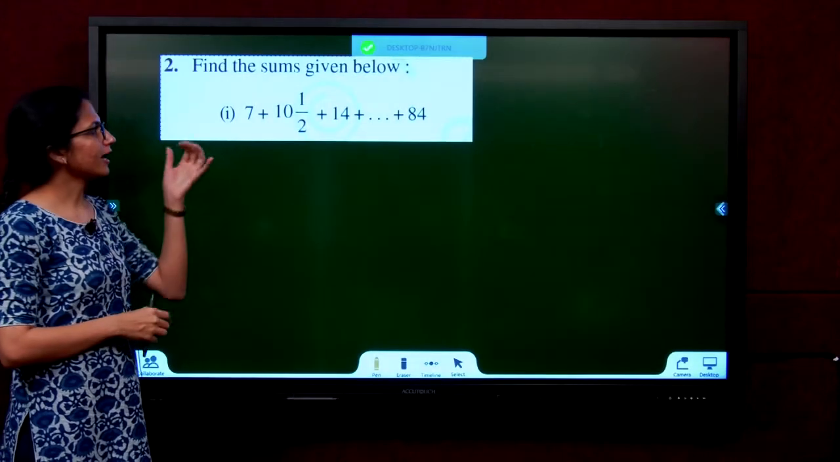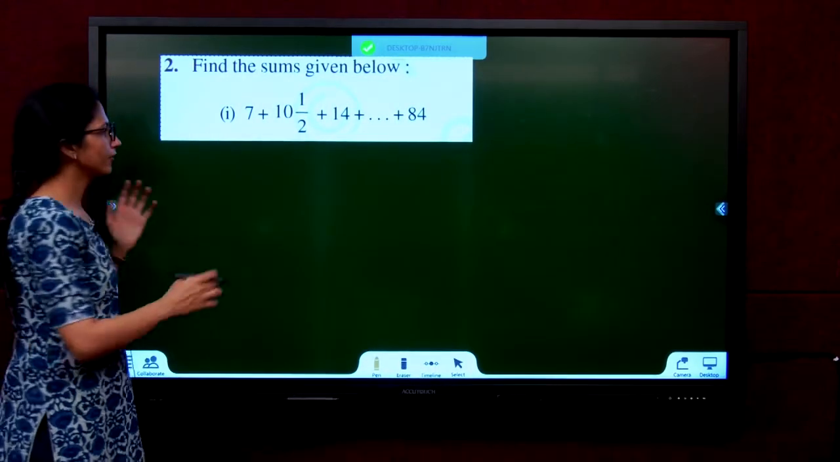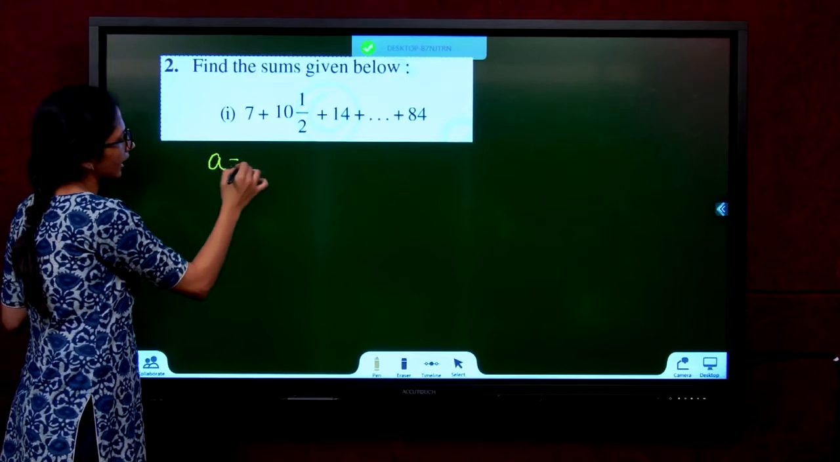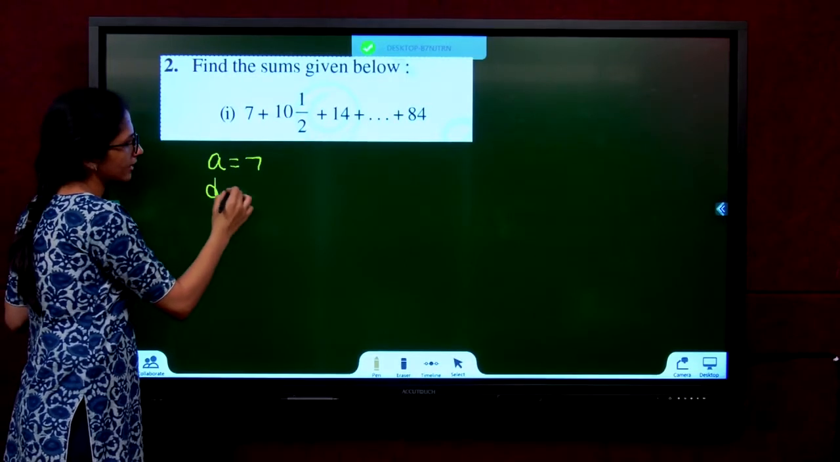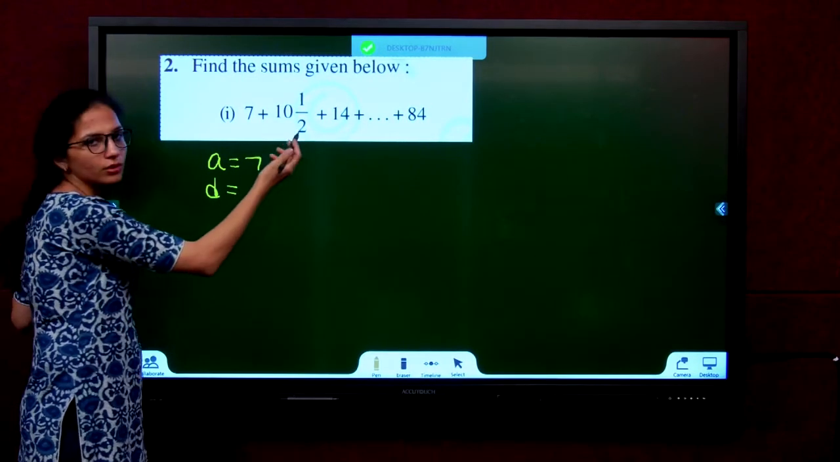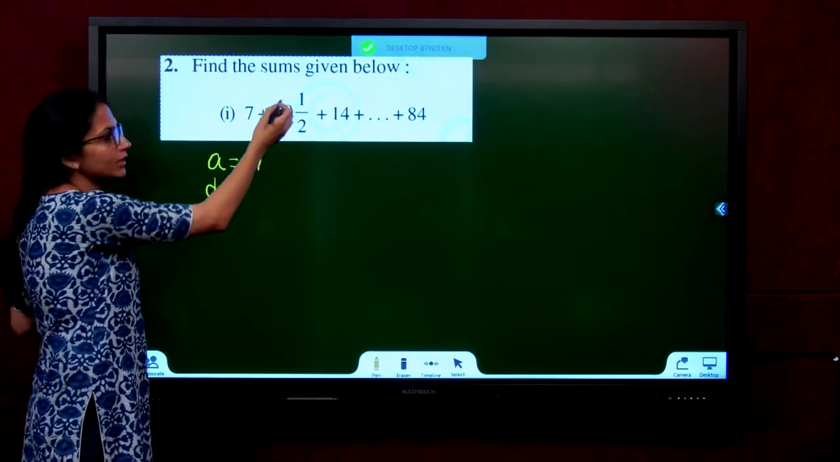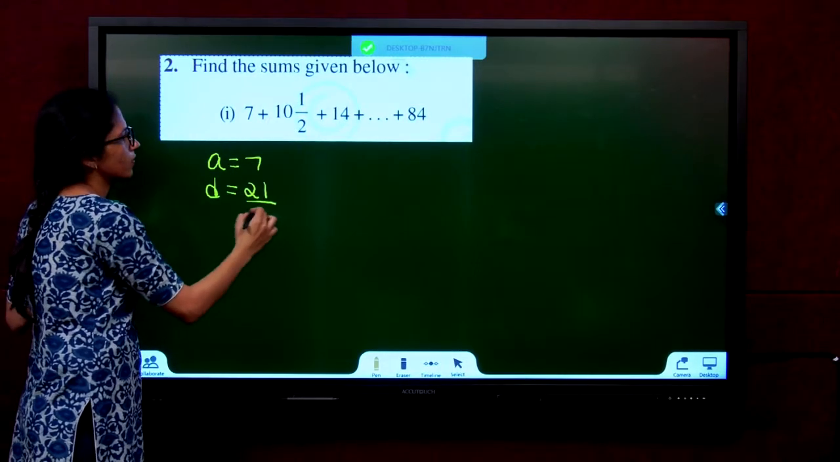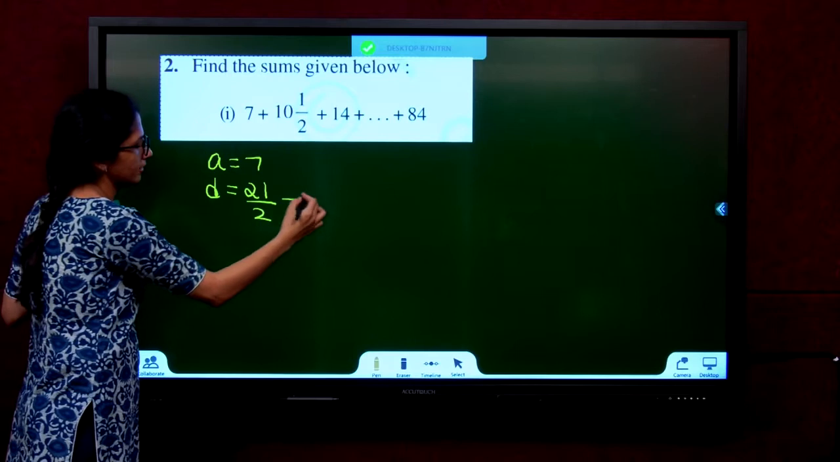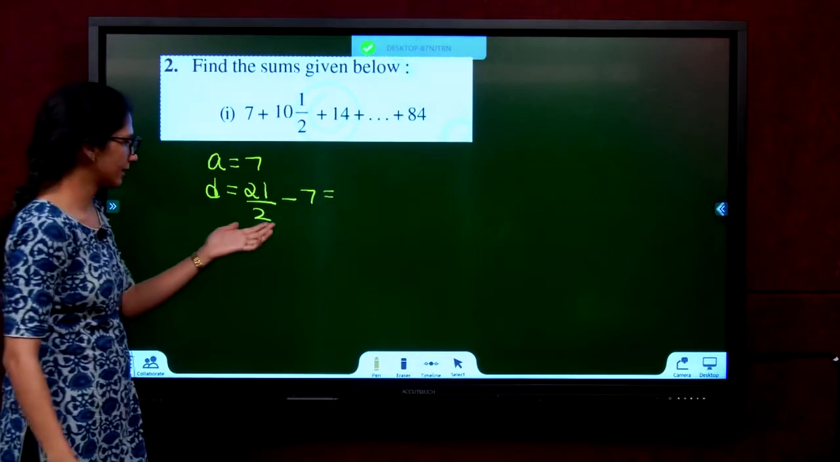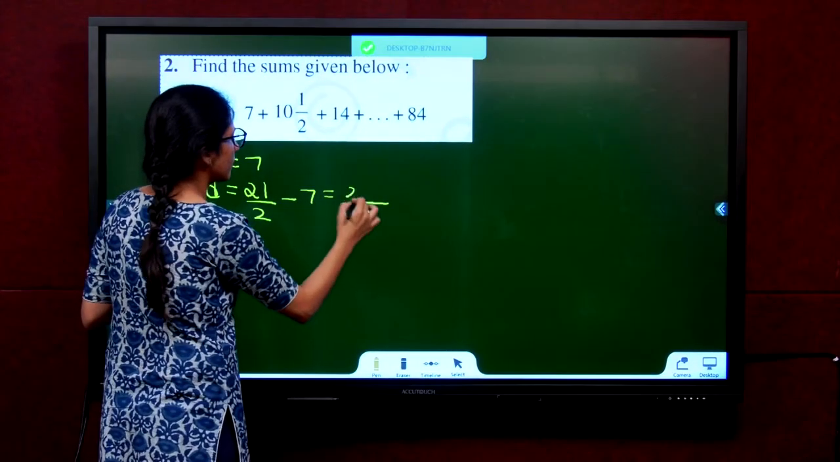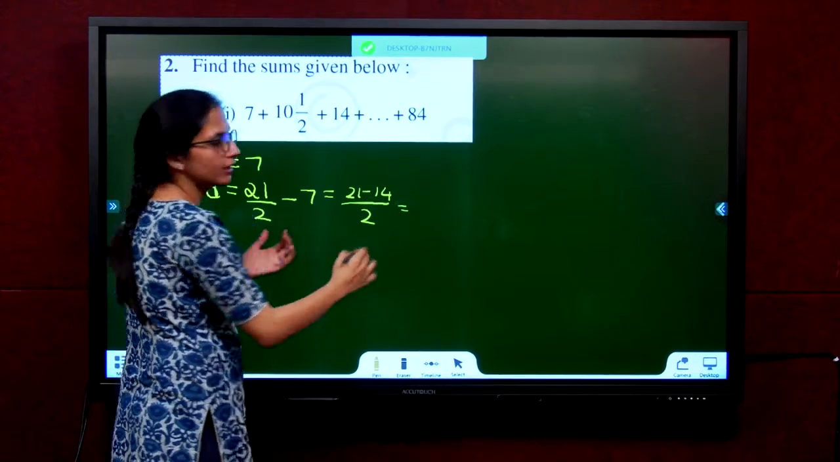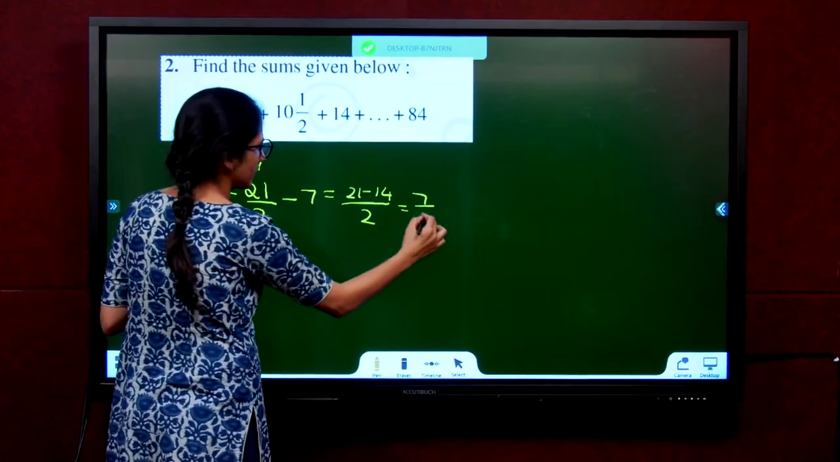Second one, find the sum given below. They've given an AP and they've told A is 7, D is 10 and 1 by 2. Convert it please. 2 tens are 20, 20 plus 1, 21. 21 by 2 minus 7. How much is that? Take LCM 2. So 21 minus 14, 7 by 2.